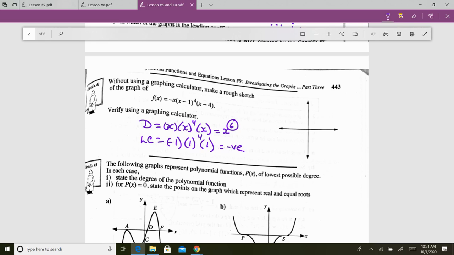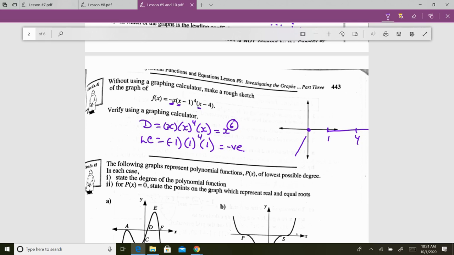So your degree should be 6. Does everybody agree with that? Leading coefficient, there's a negative 1 in front of this x, times the 1 in front of that x, raised to the power of 4, times the 1 in front of that x, which gives us a negative leading coefficient. The zeros are 0, 1, and 4. Let's extend the graph. 4 is out there. Both arms should be down.